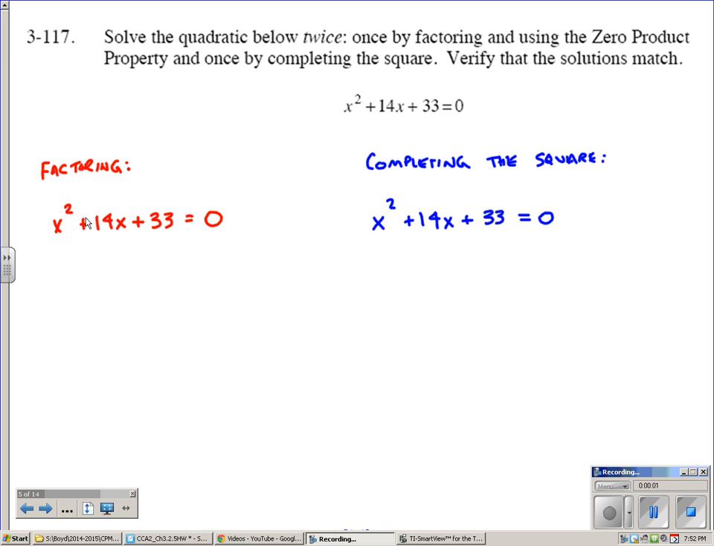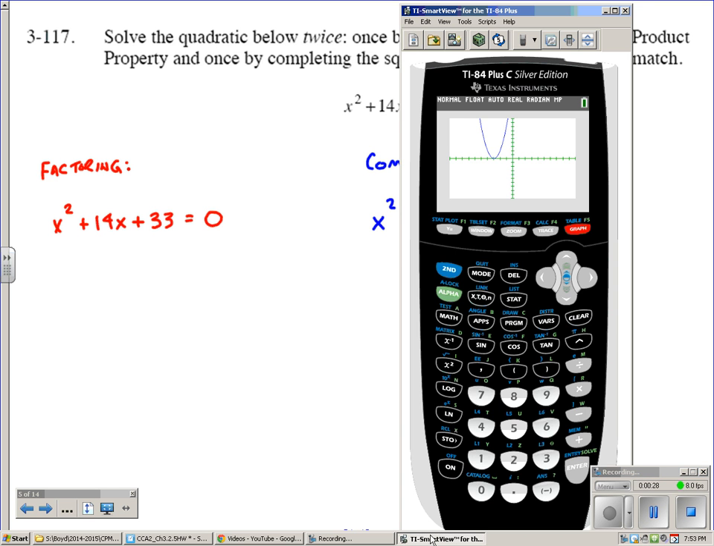All right, problem 3-117. Solve the quadratic below twice. Once by factoring and using the zero product property, and once by completing the square. Verify that the solutions match. So we're solving x squared plus 14x plus 33 equals 0. And real quick, let's just go ahead and talk about what the solution is.